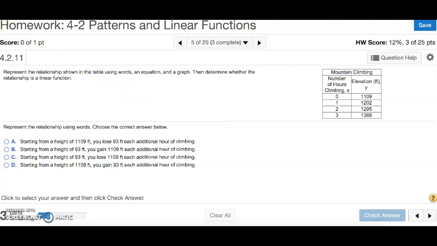All right, number 5. So represent the relationship shown in the table using words, an equation, and a graph. Then determine whether the relationship is a linear function. So looking at our table, we have mountain climbing. So x is the number of hours. So every hour, our elevation is increasing, and it is increasing each time by 93 feet. You determine that by subtracting each pair, and they're all 93 feet apart.